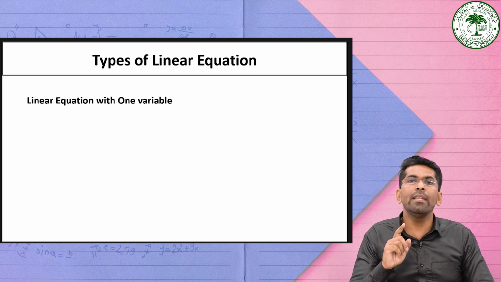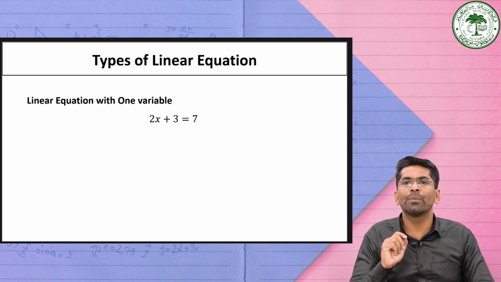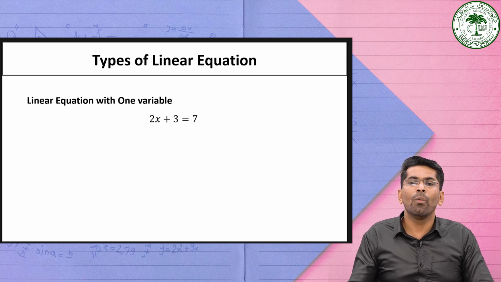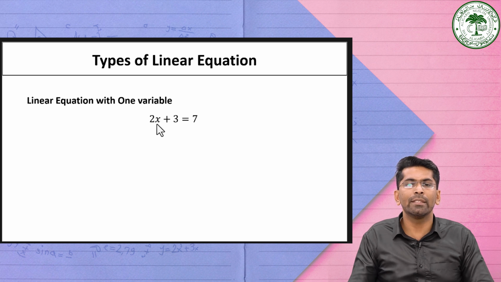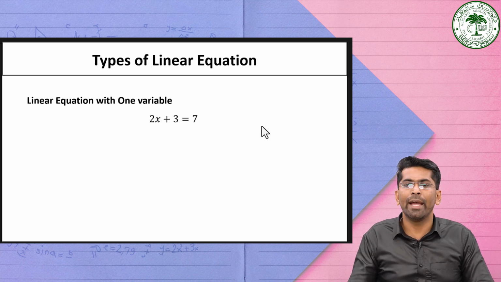We have a linear equation with one variable, that is 2x plus 3 is equal to 7. It involves only one variable here, that is x. It is typically denoted as x and can be represented on a Cartesian plane by using a straight line.